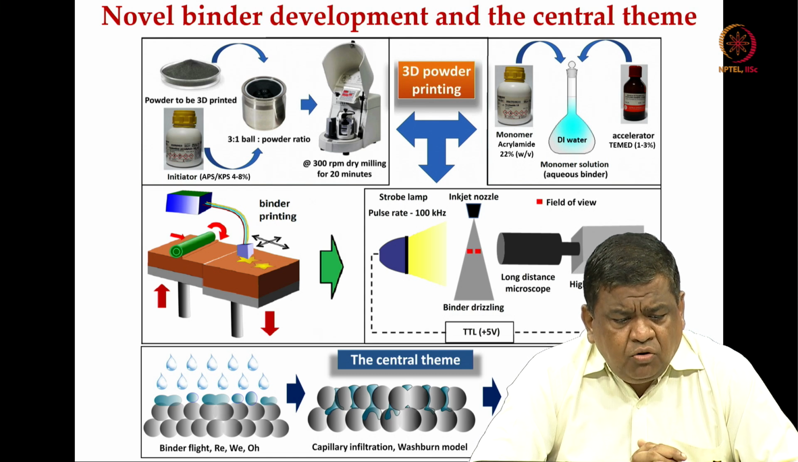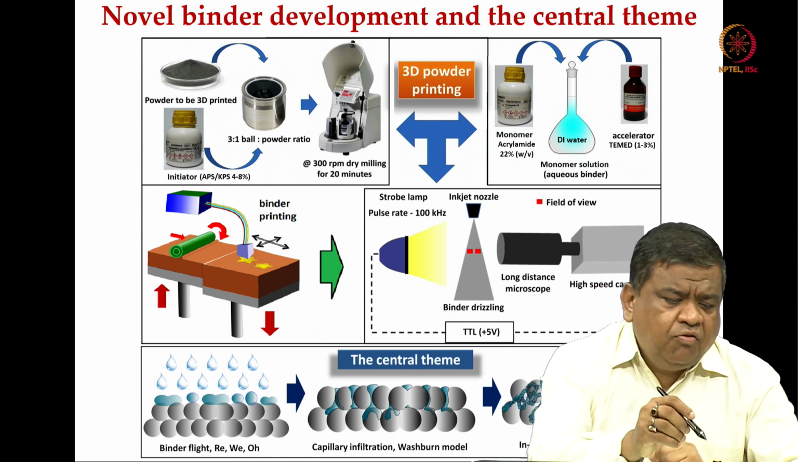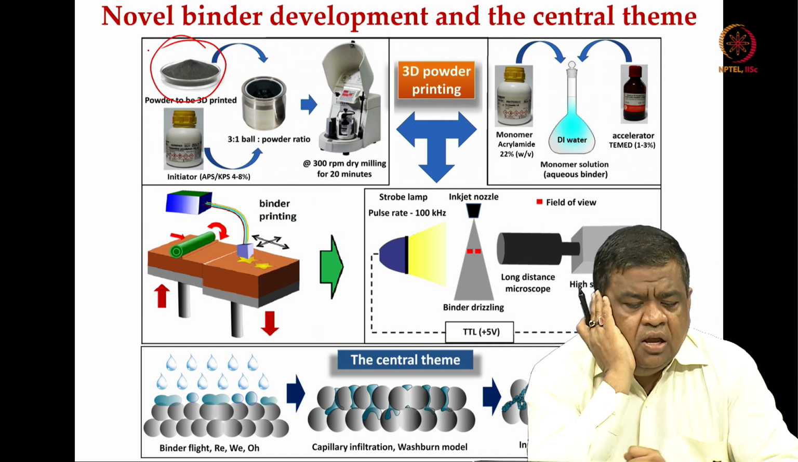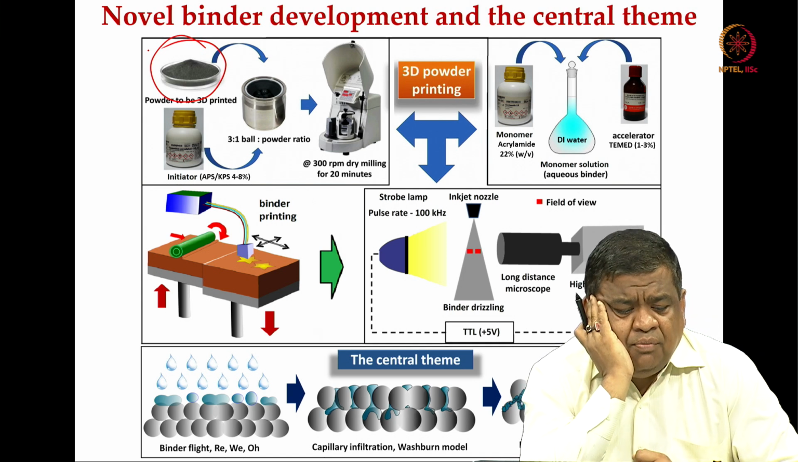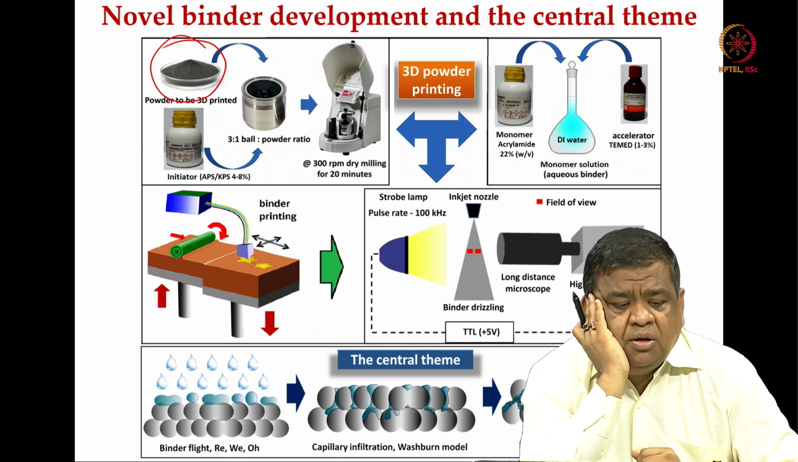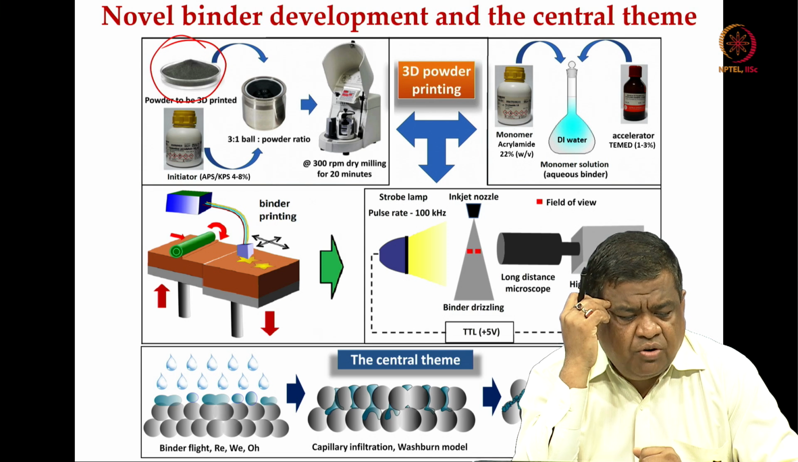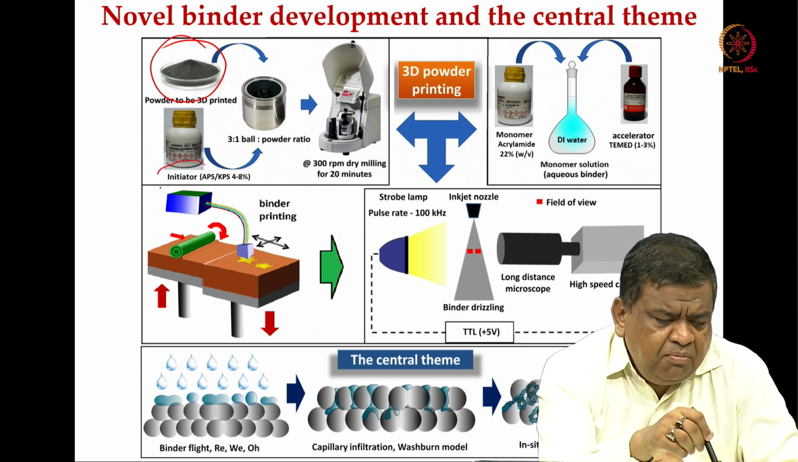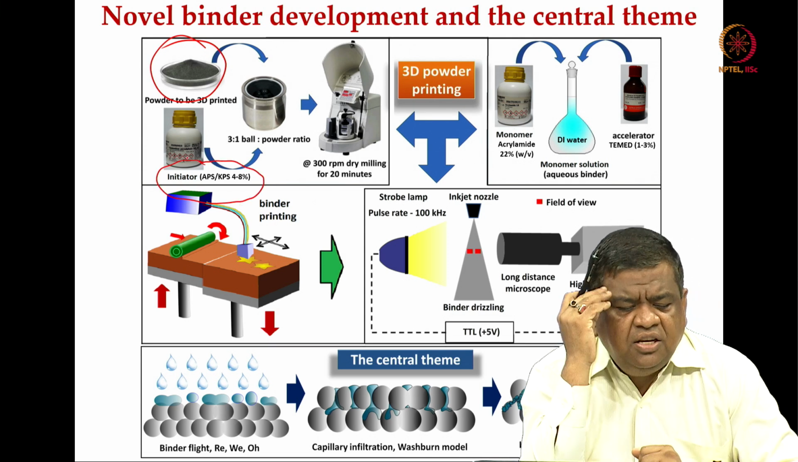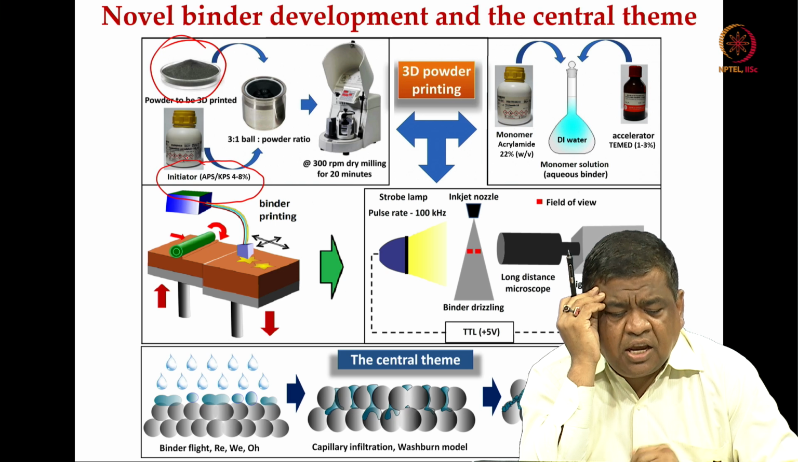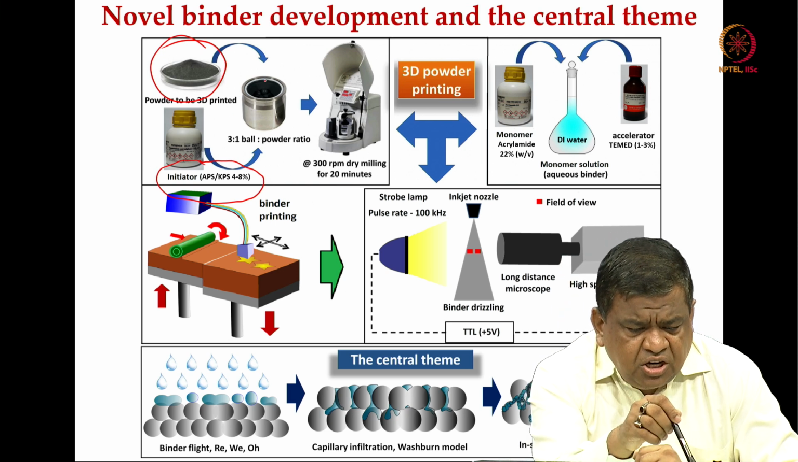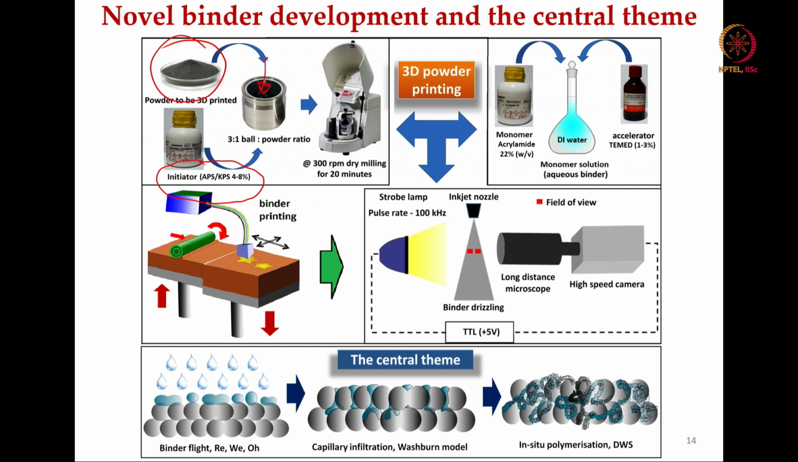So, this is the powder to be printed, the Ti6Al4V powder. This is the work of Srimanta Barui, one of our former PhD students. We have essentially mixed it with the initiator. This initiator is either APS or KPS, 4 to 8%. Then this mixture is put into the ball mill, where a 3:1 ball to powder ratio is kept, and this is a standard ball mill.